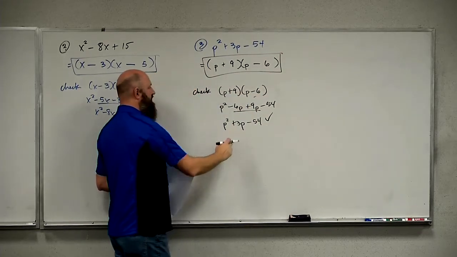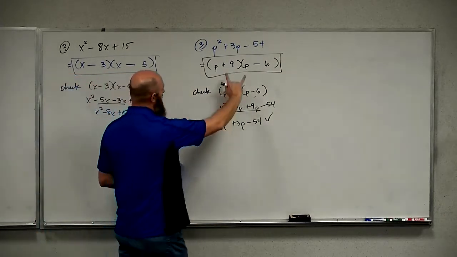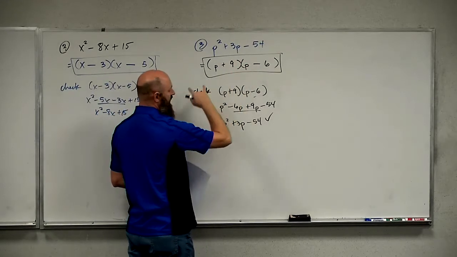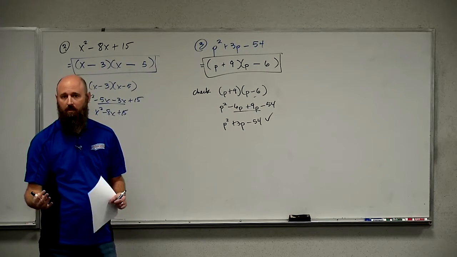Now, if I got the opposite sign and said negative 3p right there, we would just go back up and switch our signs if that's the case. But since we got the right one the first time, we don't have to make any changes for those.